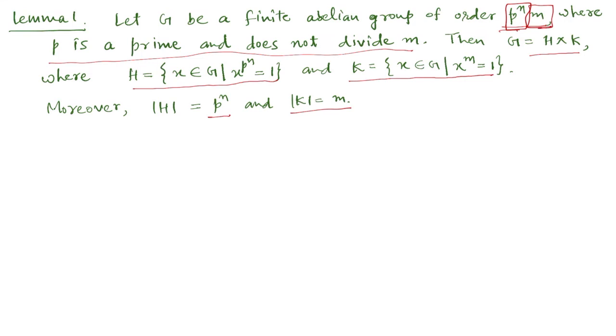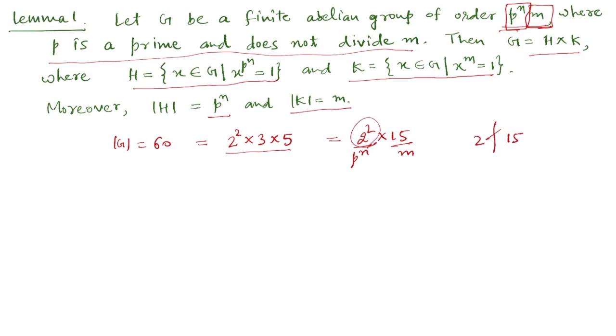Let us understand this with an example. Suppose the order of G is 60. Now 60 is equal to 2 squared times 3 times 5. Now if we write this number in the form p to the power n times m, let us write it this way: 2 squared times 15. So this is m and this is p to the power n. And notice that p, which is 2, does not divide 15. So the maximum power of 2 appearing in 60 is 2.